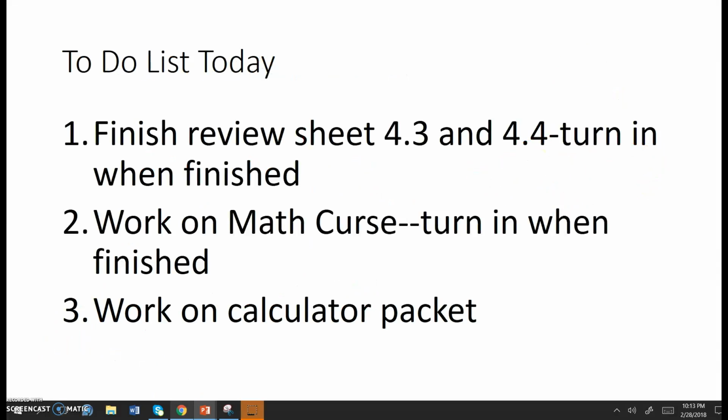Okay, your to-do list today. Finish review sheet 4.3 and 4.4. You're going to get that today from the sub. You're going to turn it in when you're finished, so make sure your name's on it. Then you're going to work on math course and turn that in when you're finished. If you still need something to work on, you're going to work on your calculator packet. If you finish all three of these things, then you can read or work on other homework. Otherwise, this is what you're supposed to do today.